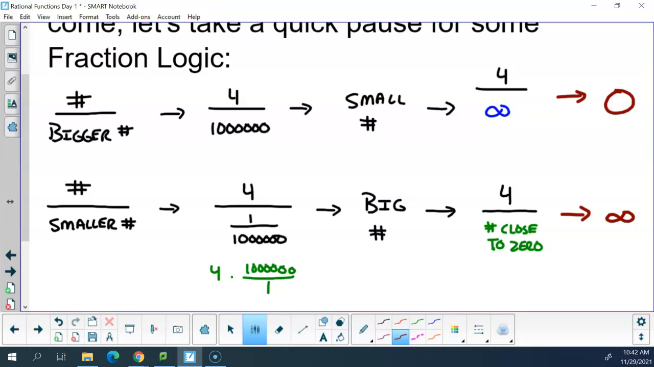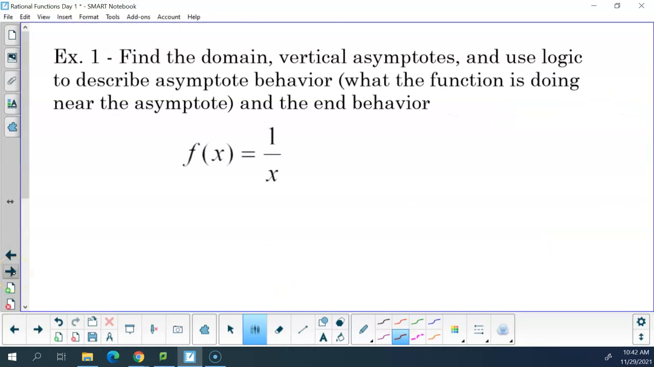So if you divide by a big number, you're going to 0. If you divide by a small number, you're going to infinity. Okay? Just remember that. Because now, what we're going to do is we're going to do 4 problems all in one.